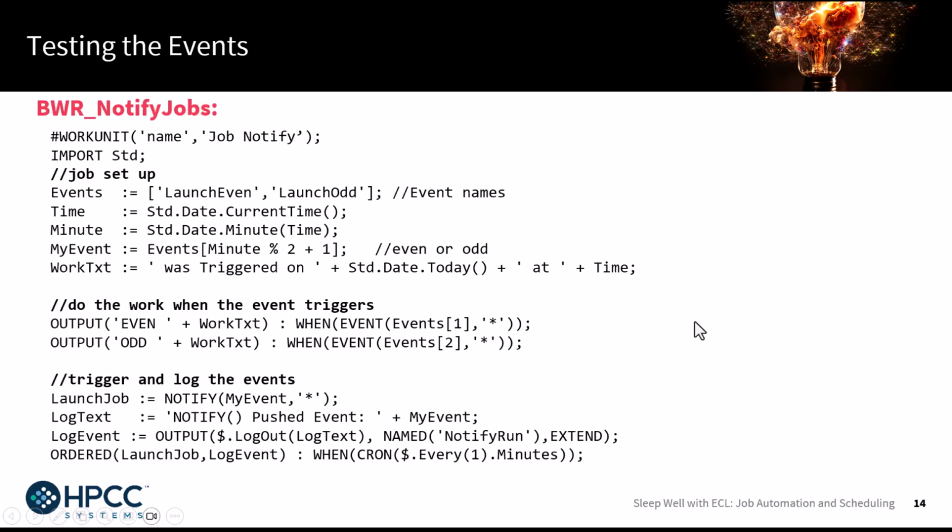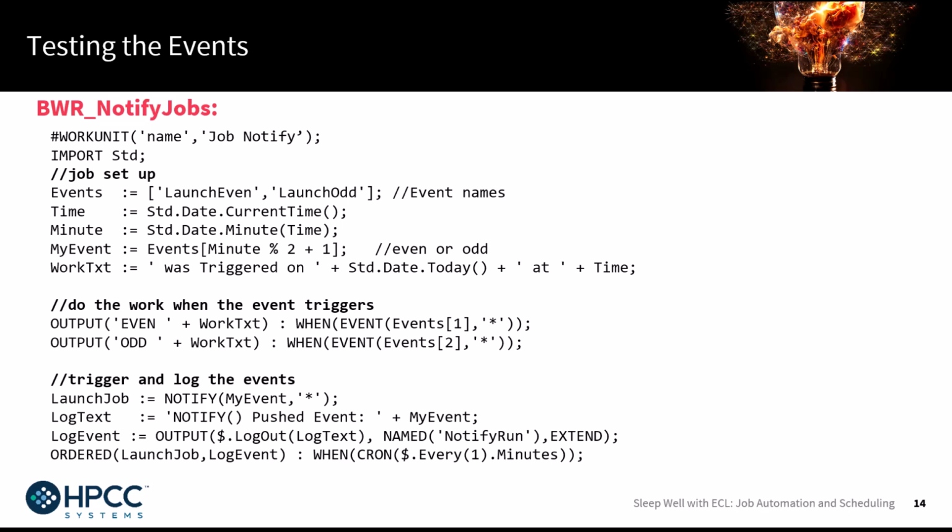Here's BWR notify jobs, and there's a lot to unpack here. First of all, at the top, if you've never seen this before, the #WORKUNIT template language statement allows us to name the work unit, making it easily identifiable on the ECL Watch. There are several other useful purposes for #WORKUNIT, so you should take a look at the documentation.